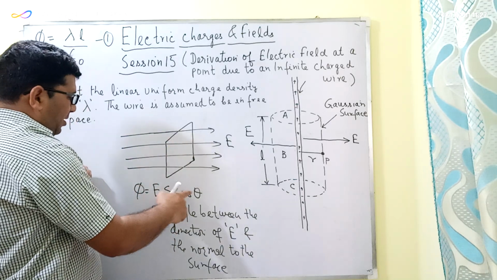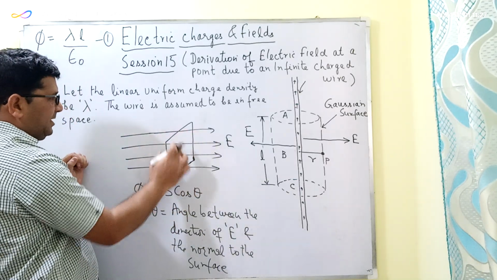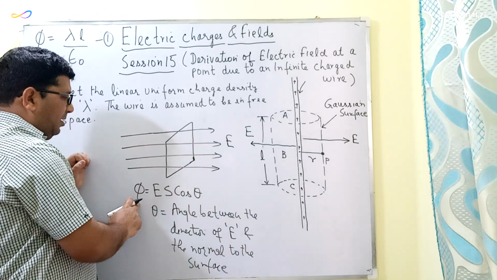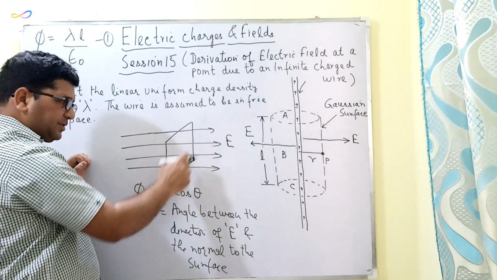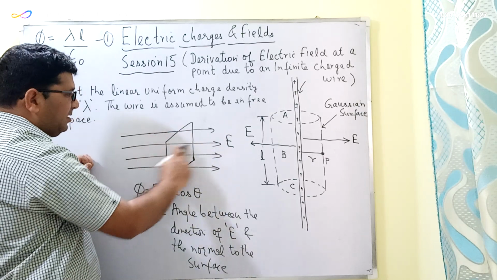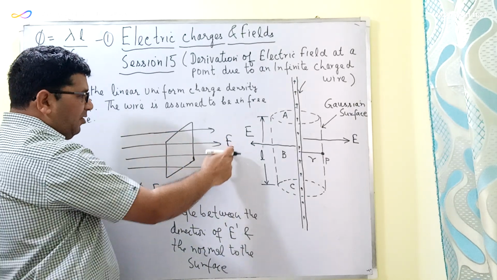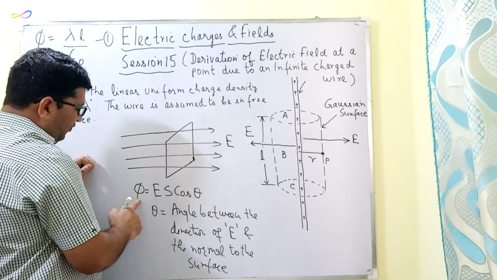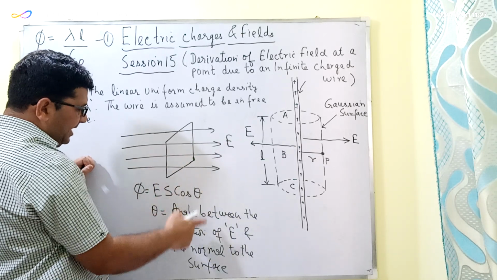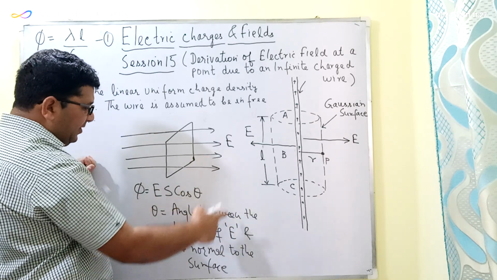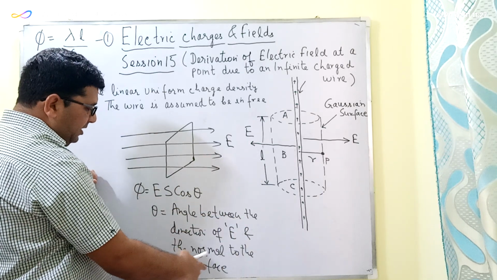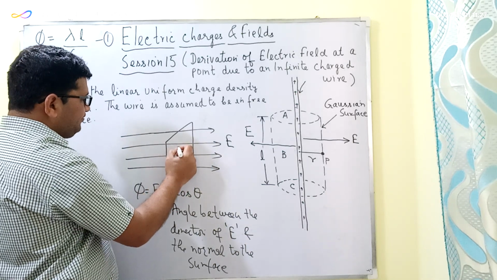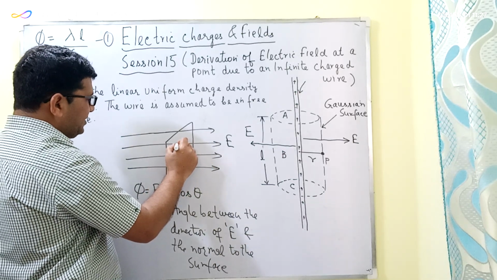So this is the surface which is placed in an external field. So the flux which is passing through this surface, which is placed in an external field of magnitude E, then phi will be equal to E S cos theta, and theta is the angle between the direction of this electric field E and the normal to the surface. Now the normal to this surface, in this case we see here, this will be something like this.